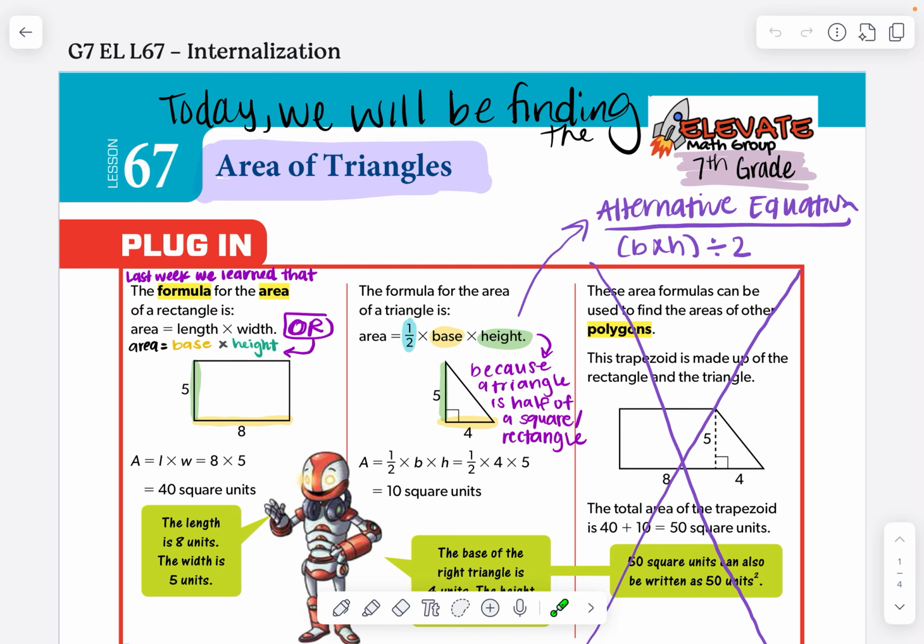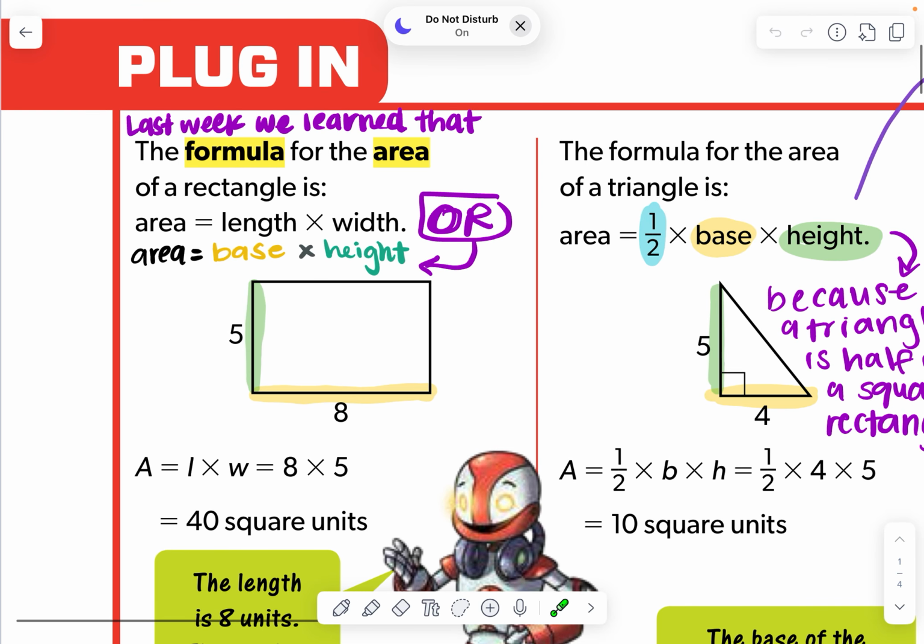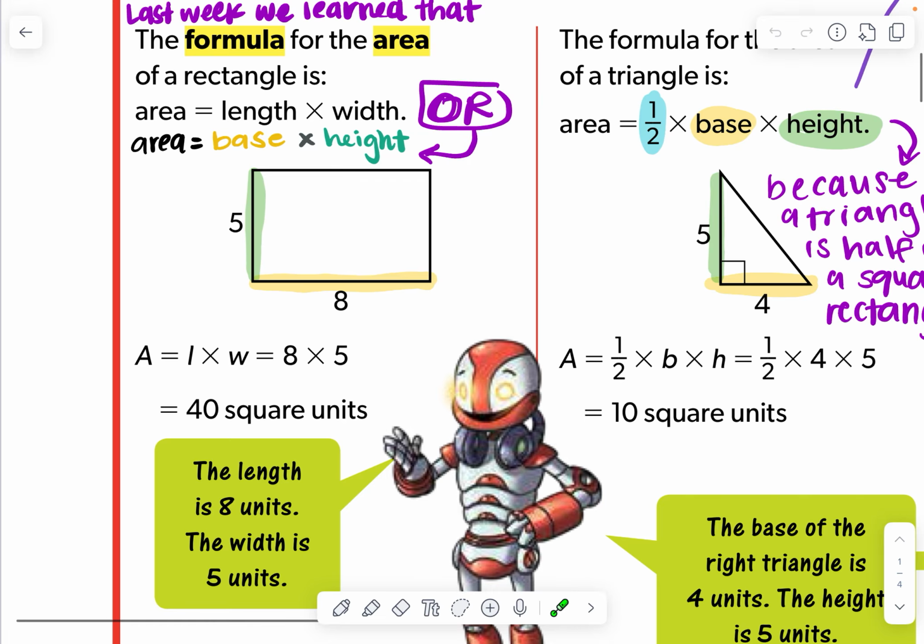So last week we learned that the formula for area of a rectangle is length times width, or we could frame it as base times height, right? Base at our bottom, and then instead of length, we'll say height. And so in this example, we would have done 5 times 8, which gives us 40.